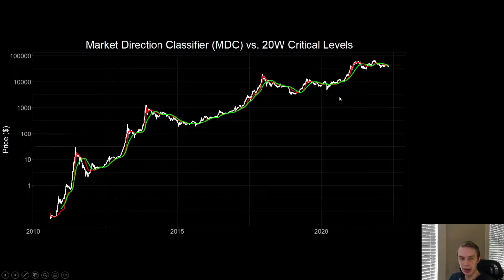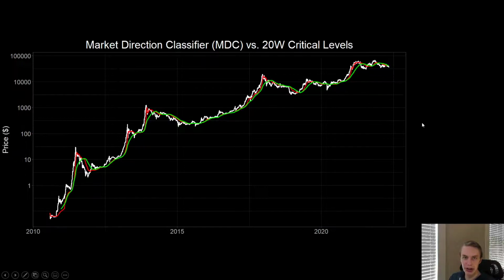Whereas the 20-week is obviously just kind of a brute force thing. It's just whatever the average price was over the last 20 weeks. The MDC is quite a bit more clever than that in the way that it's assessing what these critical levels are for the asset to hold. And that's why it's able to be much less of a lagging indicator. In fact, it gives you pretty early warning when a bull market is ending or when a bear market is ending.